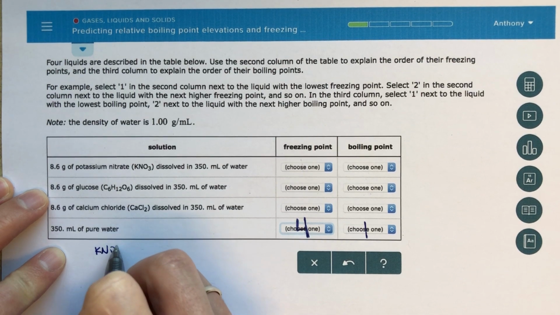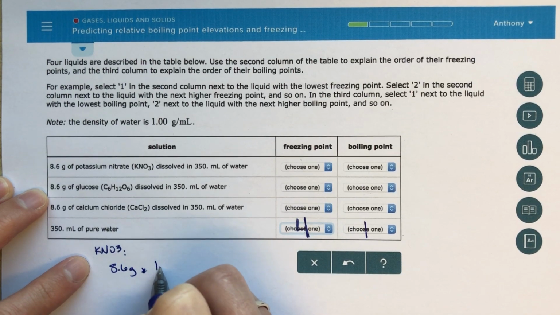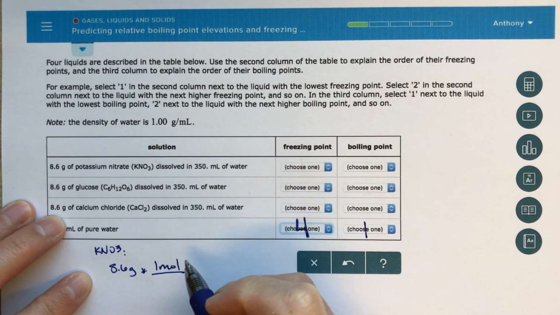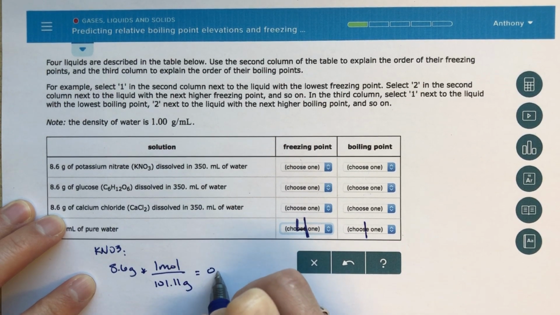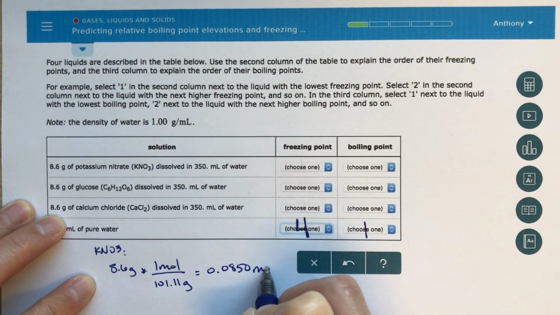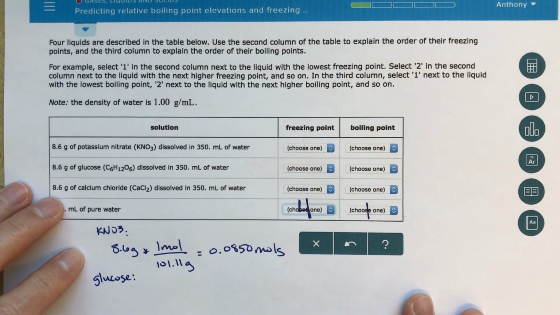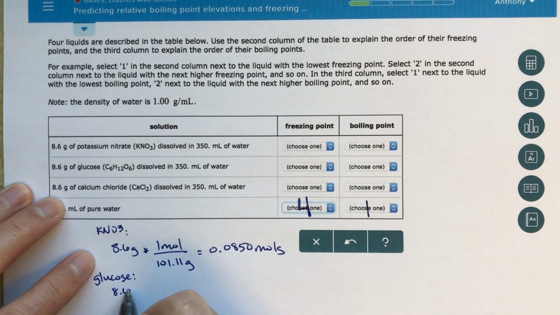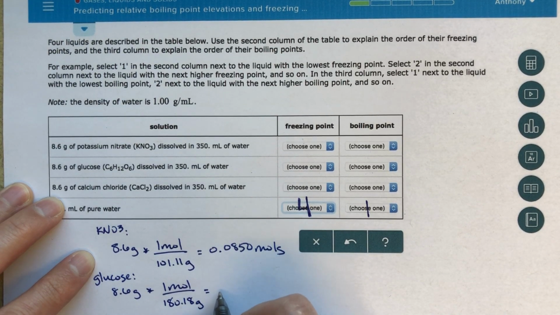For KNO3, we've got 8.6 grams times 1 mole over the molar mass of KNO3, which is 101.11 grams. That equals 0.0850 moles. For glucose, we've got 8.6 grams times 1 mole over 180.18, same as the other side, and that should equal 0.0477 moles.